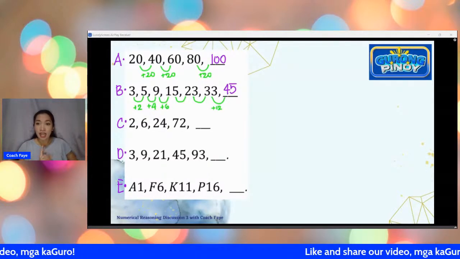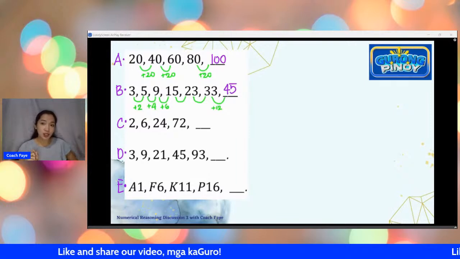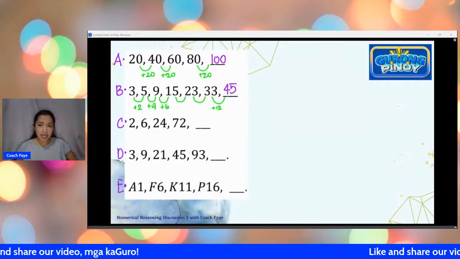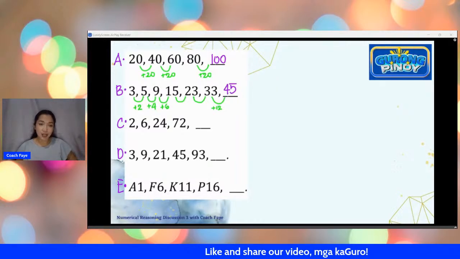Yun po. So para malaman ninyo kung ano yung kailangan i-enhance sa skill, yung pag-recognize ng pattern or yung basic skills natin sa addition. Kasi common lang naman po na maging careless. So, dalhin po natin sa practice para maiwasan yung carelessness.